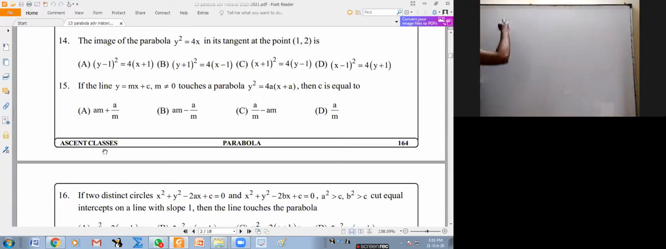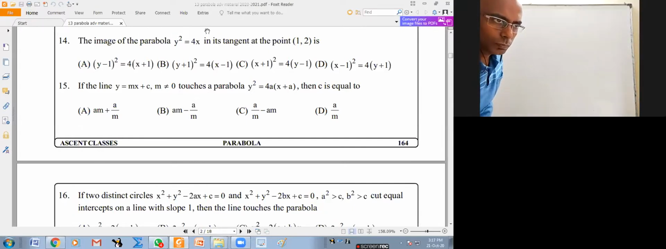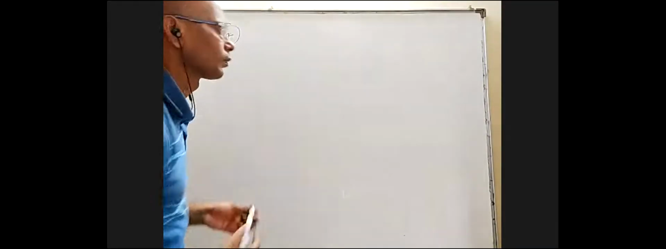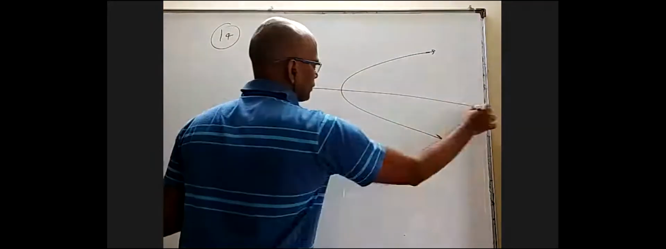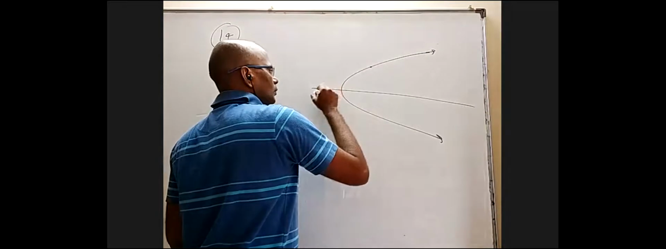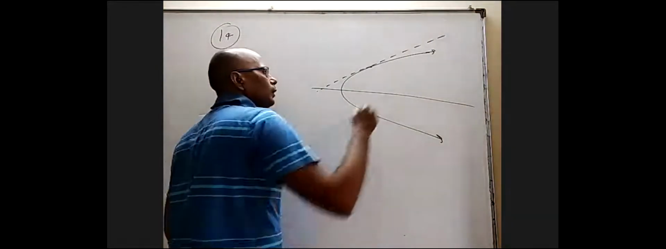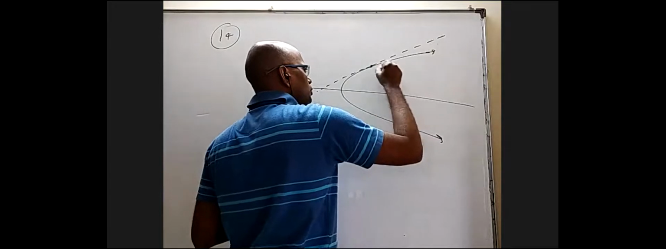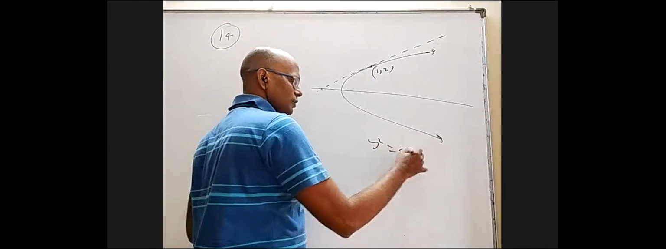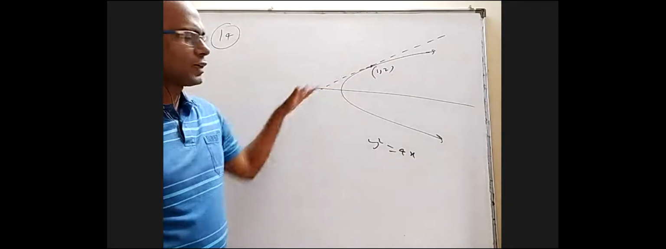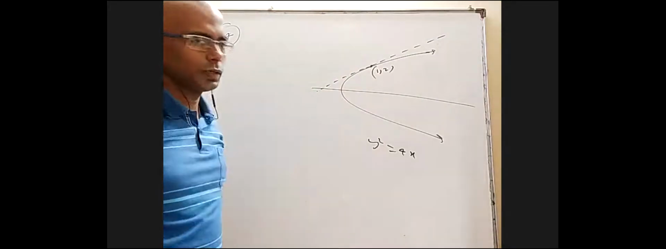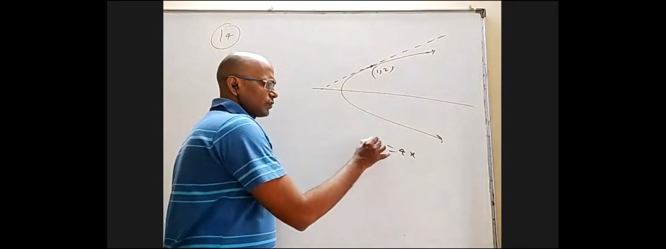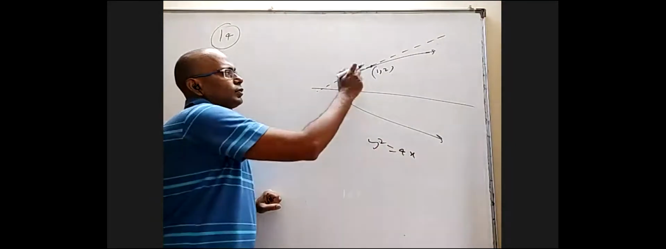Okay, so 14th question. y square equal to 4x. This point is 1 comma 2 on the parabola y square equal to 4x. At 1 comma 2 I have to find the tangent. Then the mirror image of this parabola with respect to this line will give another parabola. What is the equation of that? Here the question is somewhat easier. You will understand why when you know the tangent slope.